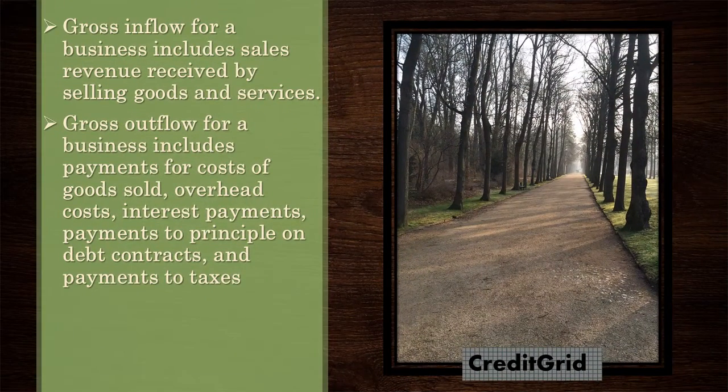Now let's talk about businesses. Gross inflow for a business includes sales revenue received by selling goods and services that the company has for sale. Gross outflow for a business includes payments for costs of goods sold, overhead costs, interest payments, payments to principal on debt contracts, payments to taxes, and also payments for wages and salaries of employees, etc.